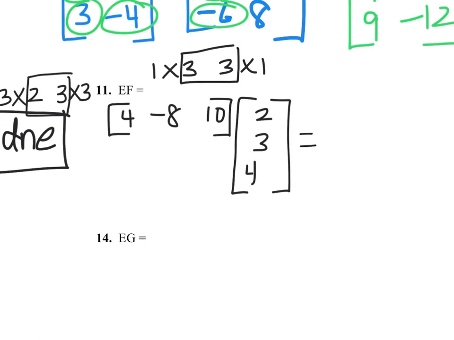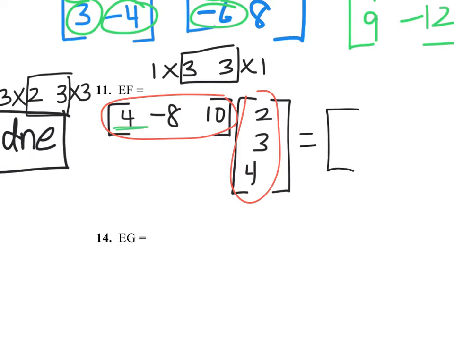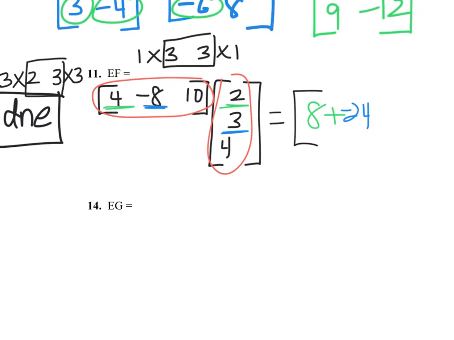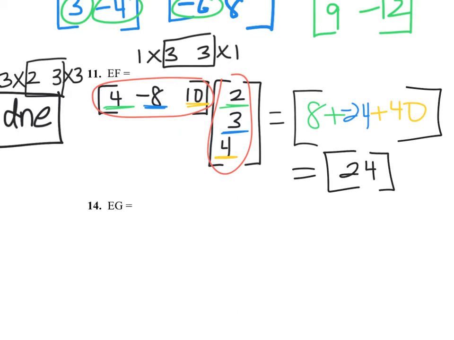So here we go. We're going across this row and down this column. Everybody's going to match up. So the first matches up. 4 times 2 is 8. Plus -8 times 3 is -24. What happened? And then plus 10 times 4 is 40. And what do we get? What'd you get? 24. 24. Perfect. Yay. Who got that? A lot of you. Good.